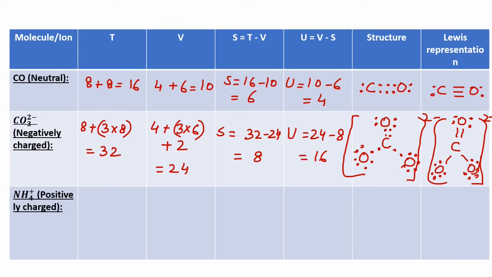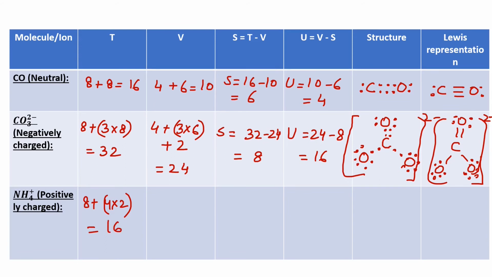Now next example is ammonium ion, which is positively charged ion. So here we need to see that the hydrogen atom is present. So that is why we will consider duplet for hydrogen and not octet for hydrogen. So for ammonium ion, it would be 8 plus 4 multiplied by 2. This would give us 16 as the value of capital T.